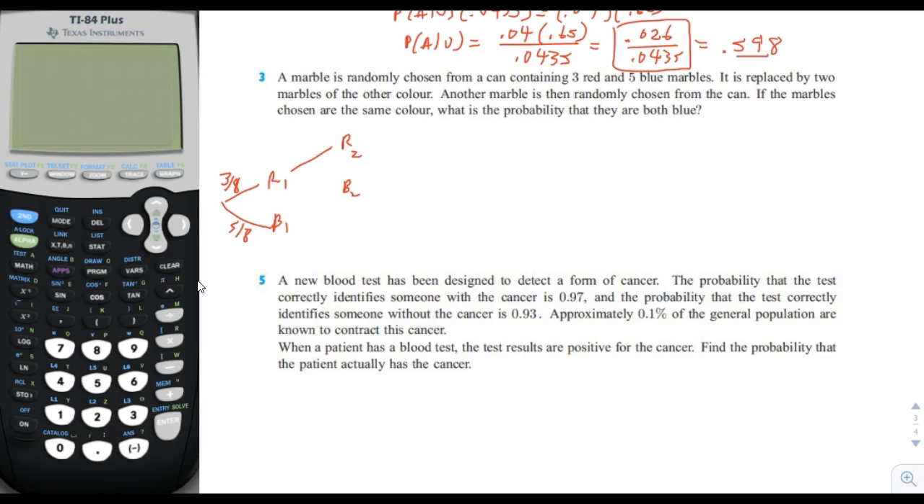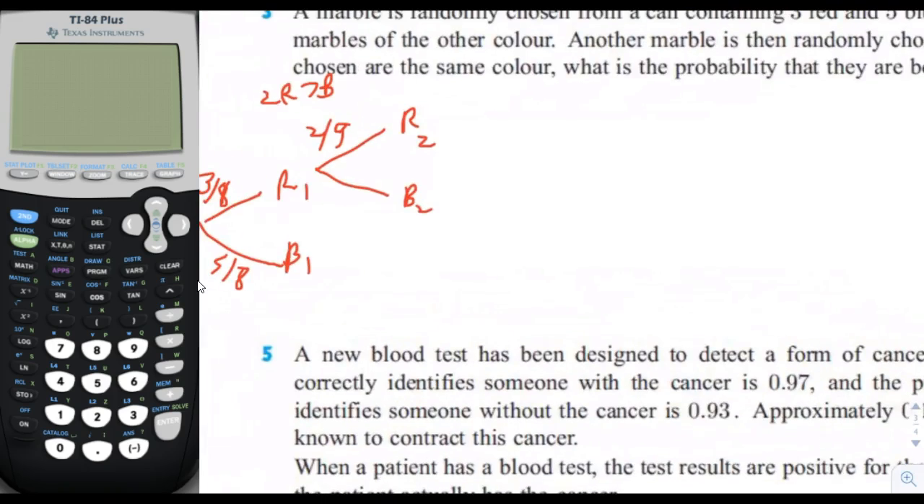because when we draw out a red marble, instead of replacing it back, we are going to replace it with 2 of the opposite color. So when we choose a red marble, instead of 3 red, 5 blue, the next time it's going to have 2 red and 7 blue, because we're going to replace the third red marble with 2 extra blue marbles. So the chance we're going to get red the second time would be 2/9 instead of 3/8. And the chance we would get a blue would be 7/9.